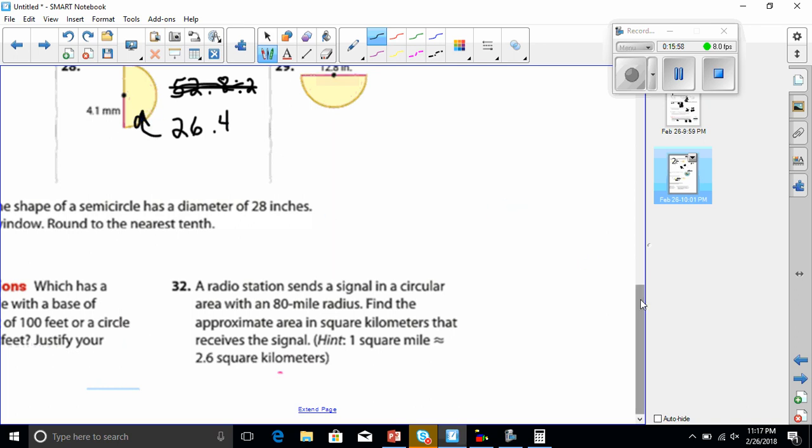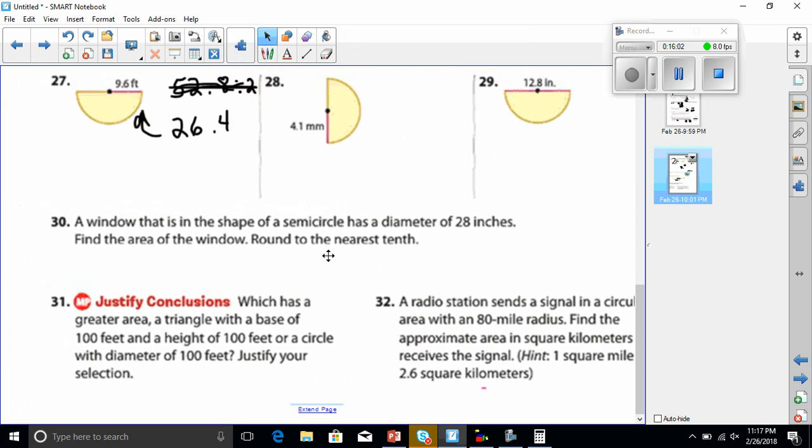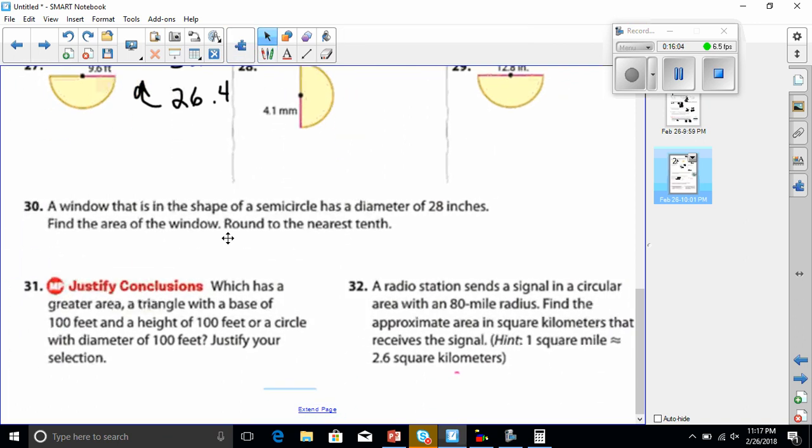All right, and let's go back to number 30 that we were working on. Number 30 says a window that is in the shape of a semicircle. Remember, a semicircle is a half circle. It has a diameter of 28, so this is 28 going across. Find the area of the window. Well, once again, we only want the radius, right? And that's going to be half of 28, which would be 14.